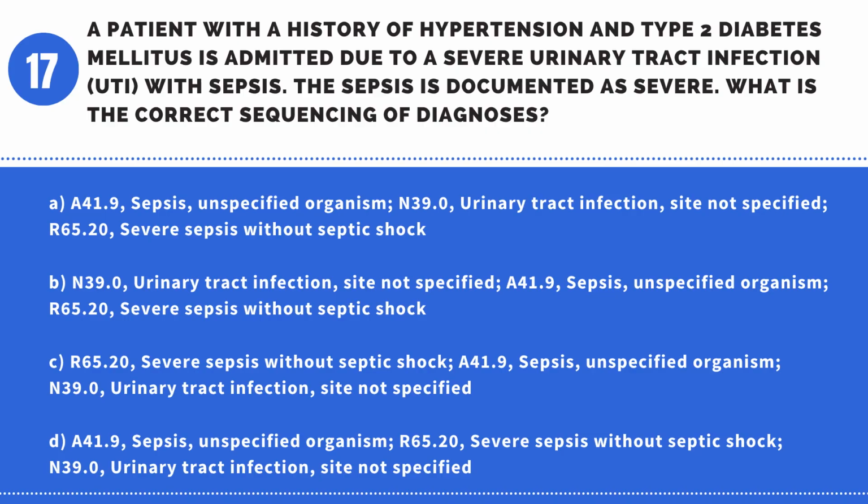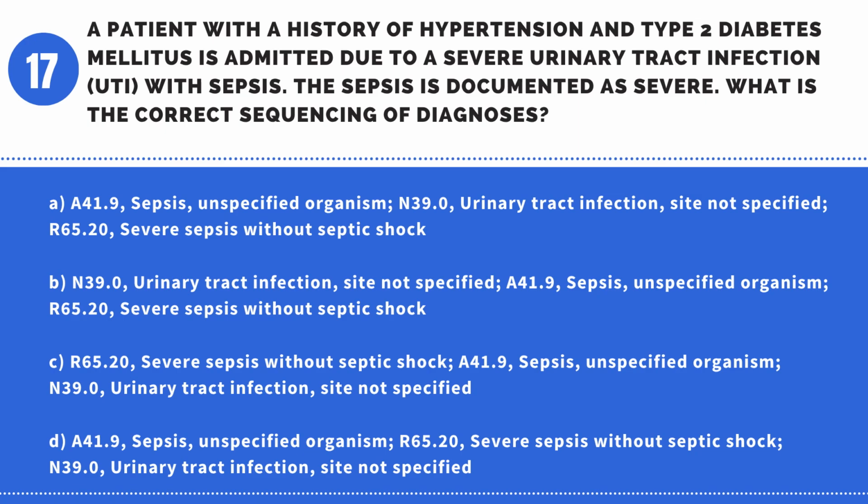A patient with a history of hypertension and type 2 diabetes mellitus is admitted due to a severe urinary tract infection, UTI, with sepsis. The sepsis is documented as severe. What is the correct sequencing of diagnoses?